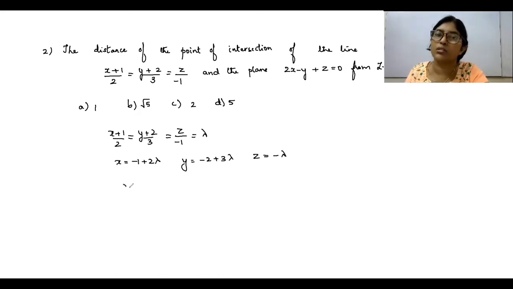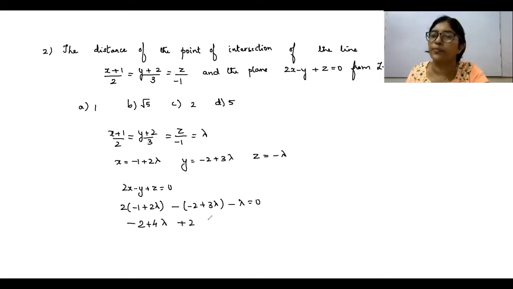Let's put this in the equation of the plane, because that's a common point to the plane and the line. So we can simplify and get the value of lambda. So find lambda from here and we can put that value in this point, I mean x, y, z, so that we can find the distance from the z-axis.